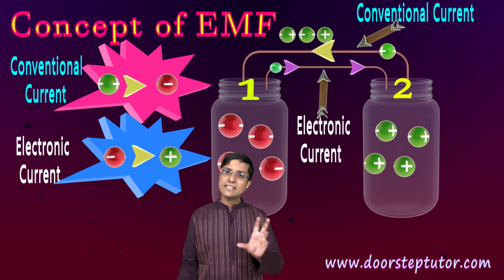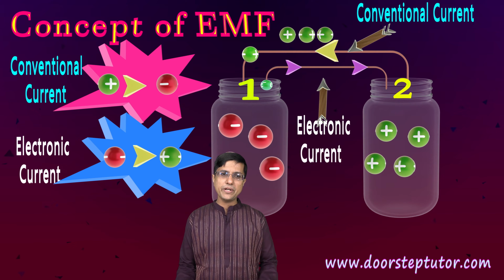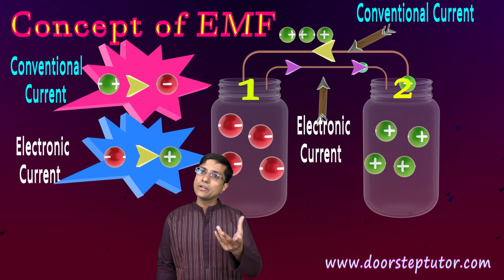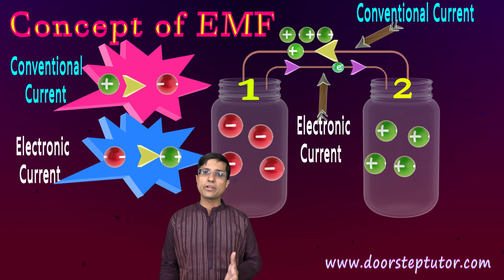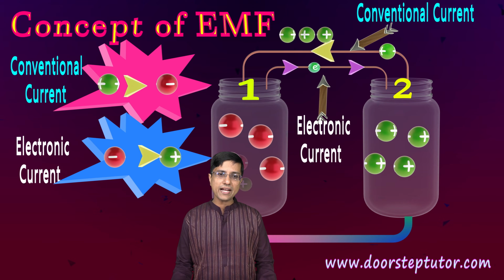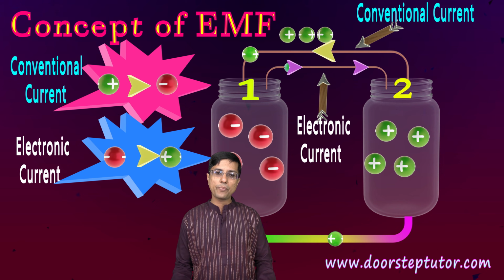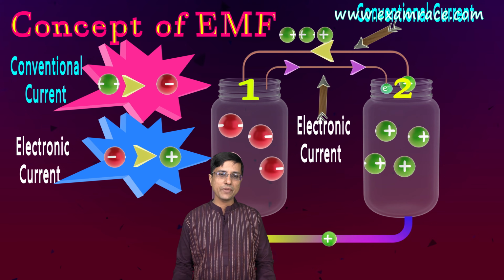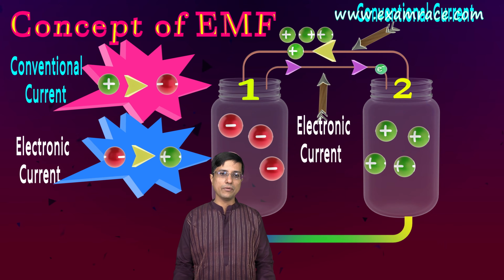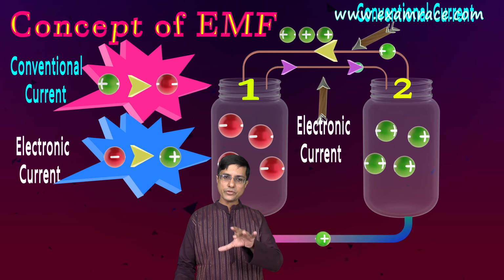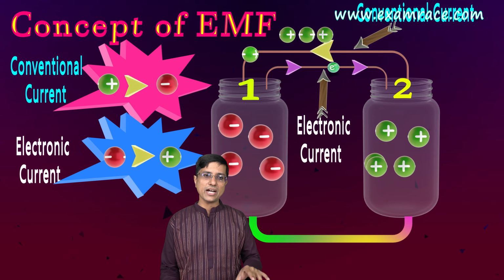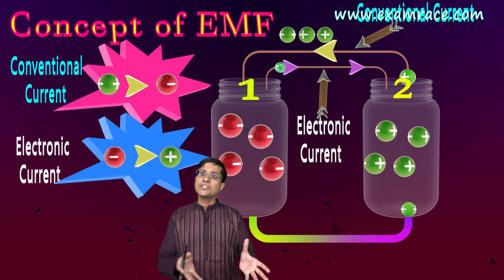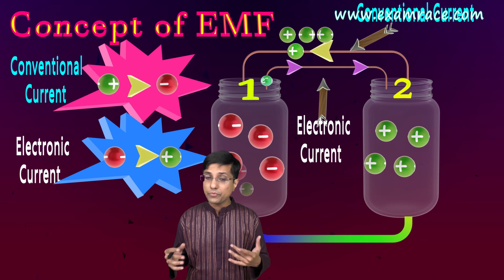Similarly, we said in the beginning that when we were separating the charges, we were prying away the electrons from the positive jar and moving them to the negative jar. This was the electronic way of looking at it. If you look at it the conventional way, we would be prying away positive charges from the negative jar and putting them into the positive jar. This is the conventional way of looking at things, and this is what we will be using from now onwards.